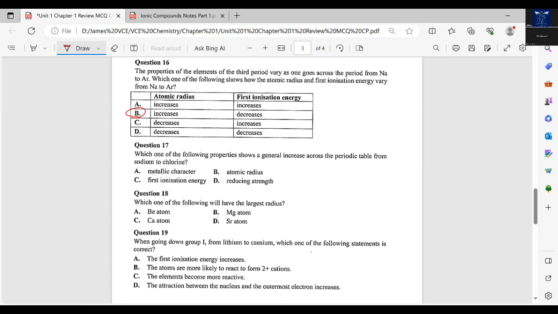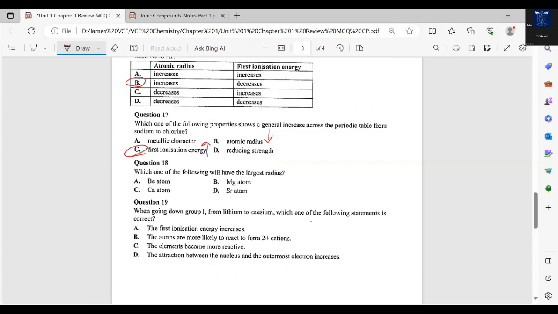Which one increases? If you go from left to right in a period, atomic radius decrease or increase? Decrease, right? If atomic radius decrease, you have a higher nuclear charge. So your first ionization energy increase. Okay, because atomic radius decreases, so first ionization energy will decrease. Your nuclear charge will also increase. Which of the following have the largest radius?